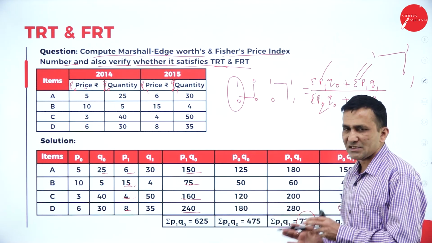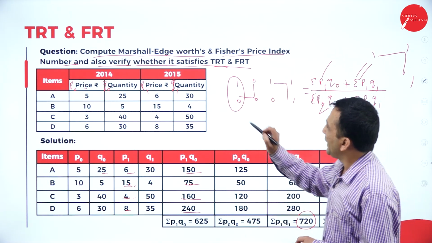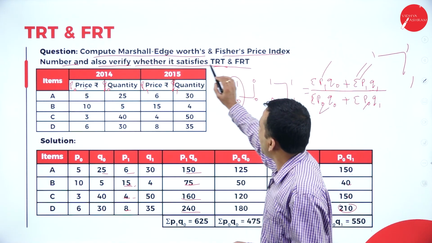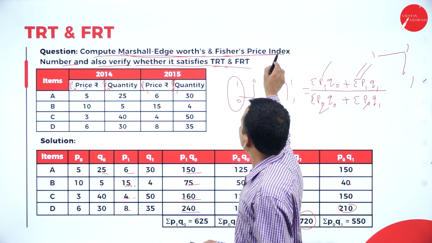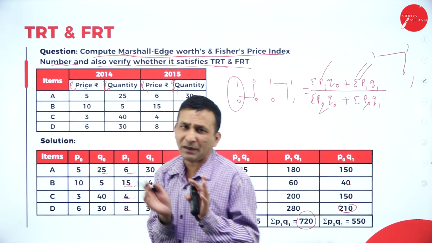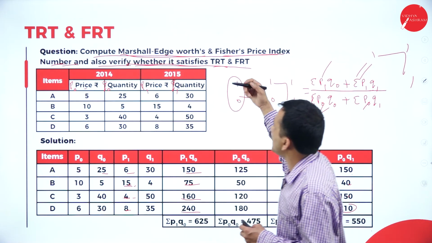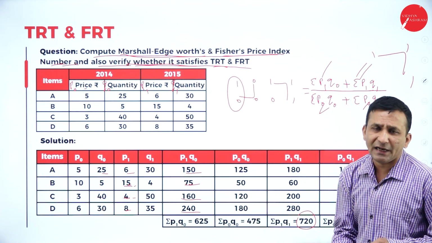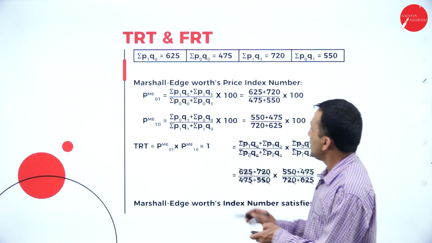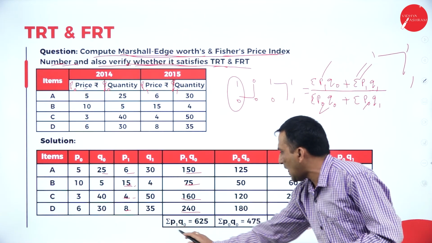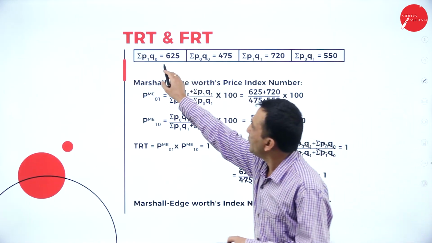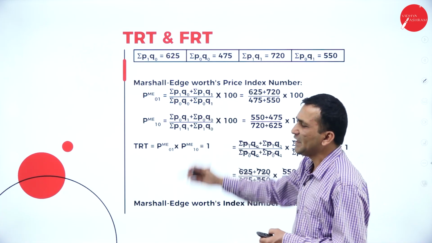Okay, once you take the summation, we are trying to... So in the question it is clearly specified: Marshall-Edgeworth and Fisher's price index. Okay, only the price index we need to find out, and later verify whether it satisfies the TRT and FRT. Okay, moving forward. So for your understanding, this last column I have copied one more time just for posting the value.